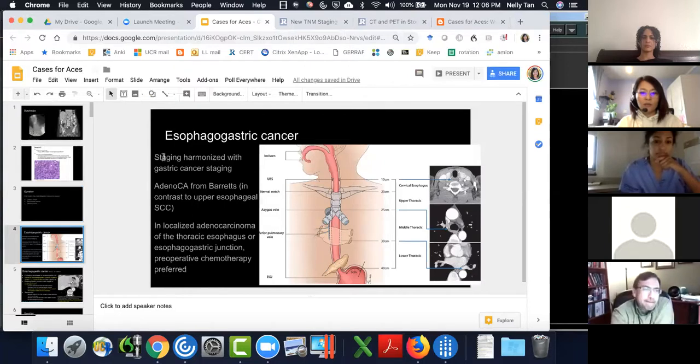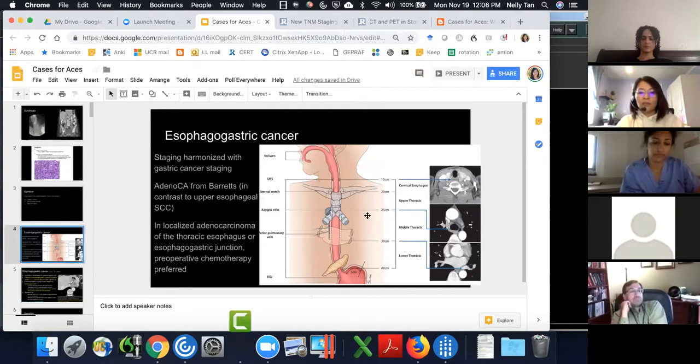So the most recent staging in 2010, which was AJCC edition 7, they harmonized it with gastric cancer staging. This was important because these are usually adenocarcinomas that arise from Barrett's. This is in contrast to upper esophageal cancers, which are usually squamous. So it changes the management because if they have localized adeno of that esophageal gastric region, then they do pre-op chemo first before they resect the patient.